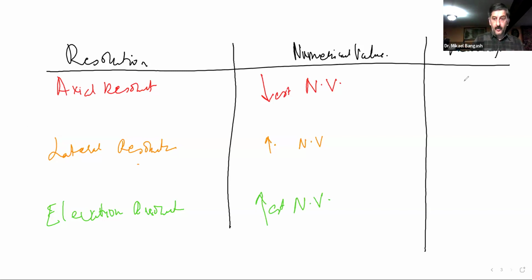Now, as far as the accuracy of these three, axial resolution is always going to be the best. We can say that your lateral resolution is going to be poor or bad, whereas out of the three resolutions, your elevational resolution is always going to be the worst or poorest.